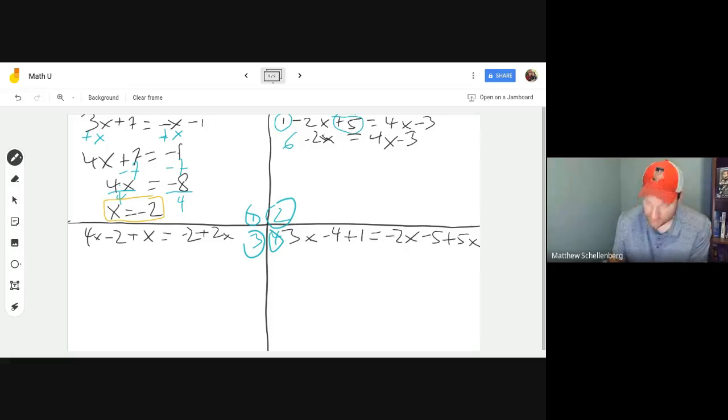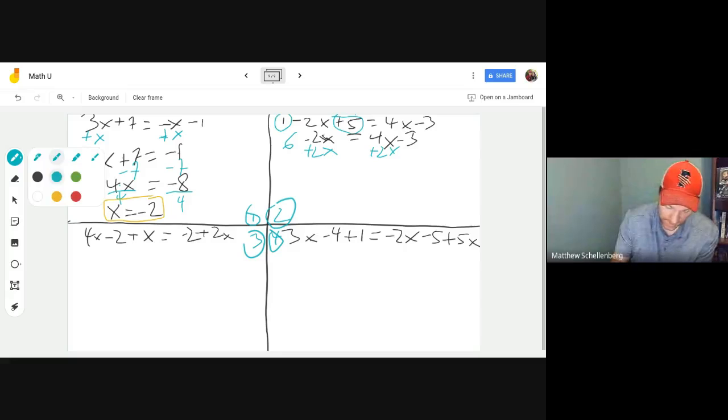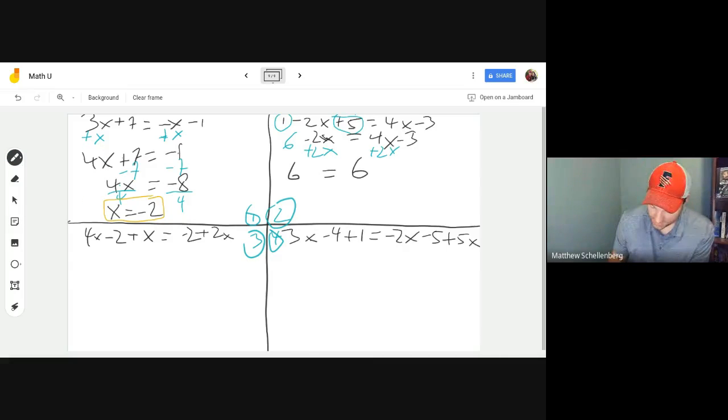And now I'm going to try to get all the terms with the x on the same side. I like to keep things positive, so I would rather get rid of that minus 2x. So to get rid of it, meaning I put it to the other side with the other x, I have to do the opposite. Since it's minus 2x, the opposite would be positive 2x. So I'm going to add 2x to both sides. And that will give me that 6 equals 6x minus 3.